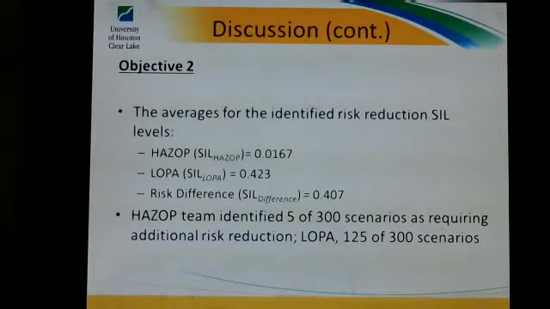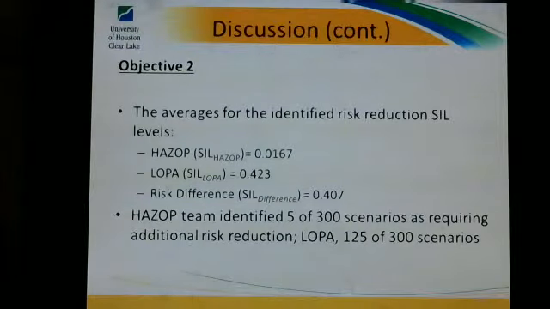For Objective 2, you can see the averages for the identified risk reduction, which correspond to the cell levels. Cell level 1 means that you need a 1 times 10 to the minus 5 additional risk reduction. If it's a 2, it's 1 times 10 to the minus 2 additional risk reduction. And if it was a cell 3, then you needed 1 times 10 to the minus 3 additional risk reduction. So just based on that, the average cell level reduction for the HAZOP study was 0.0167.